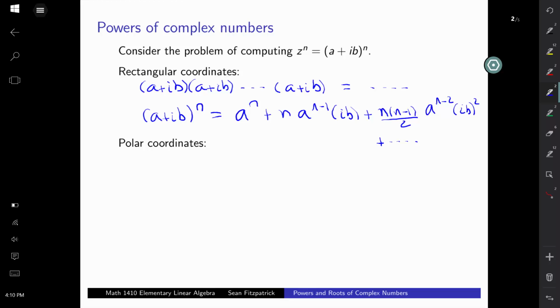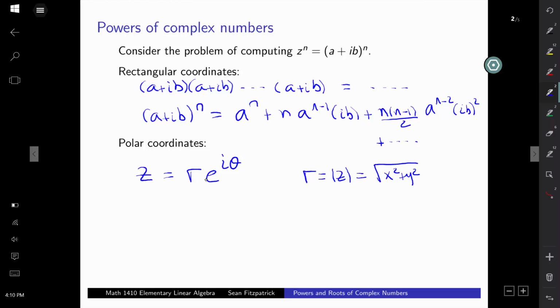What about in polar coordinates? In polar coordinates, I take my complex number z and I write it in this form, r e to the i theta. Remember here that r is the modulus of z, the square root of x squared plus y squared. And remember that e to the i theta satisfies cos theta plus i sine theta.